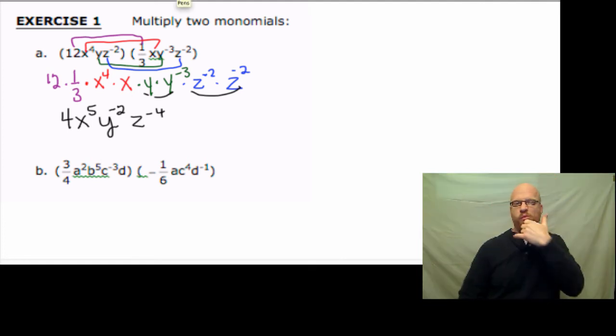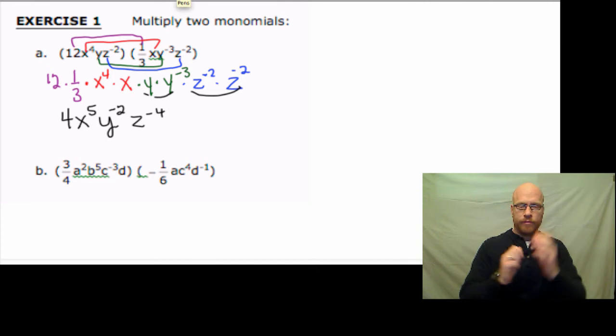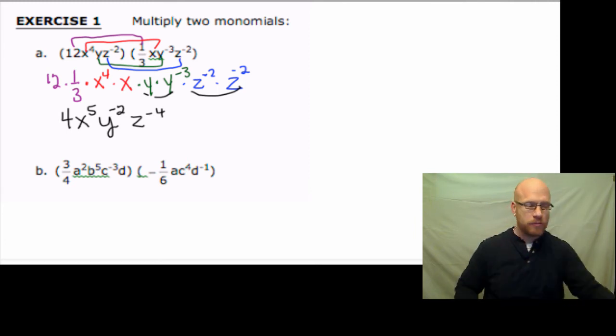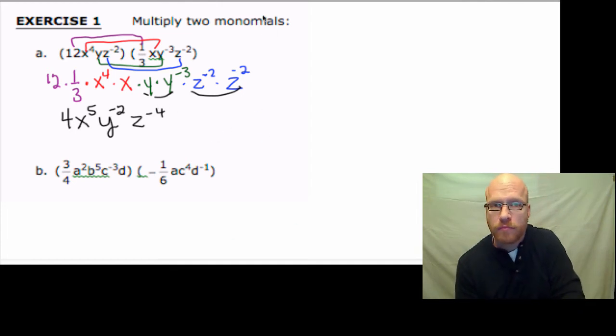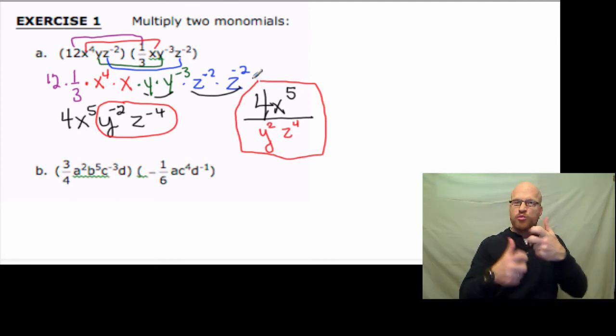I didn't like the arrow, it was pointing to the z variable. It was the wrong place. Anyways, our answer is 4x to the fifth, y to the negative 2, and z to the negative 4. And we're not done yet, though. We have our negative exponents, and we can't have them in our final answer. We have to change them over to positive exponents. And that's our final answer for the first example.